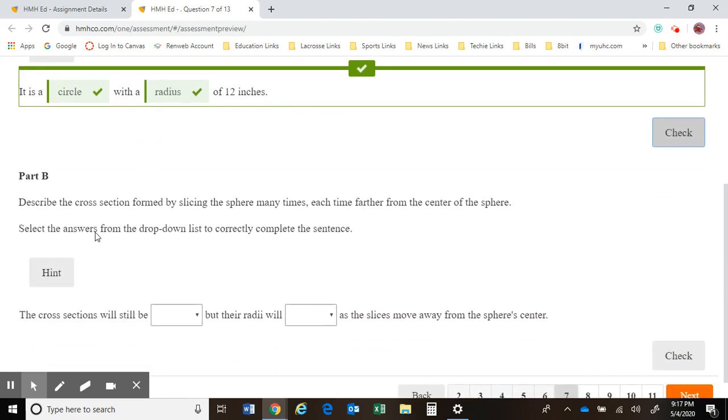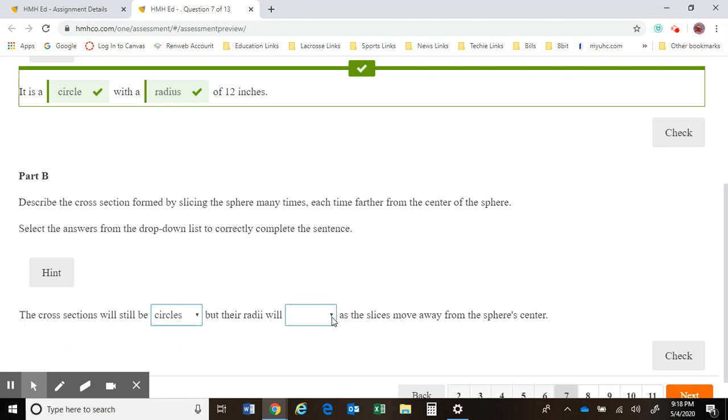Now let's describe the cross section by slicing the sphere many times, each farther from the center of the sphere. So if we continue to slice it further from the center, will it still be circles? Sure, but what's going to happen to those circles? What will we see about the radii?